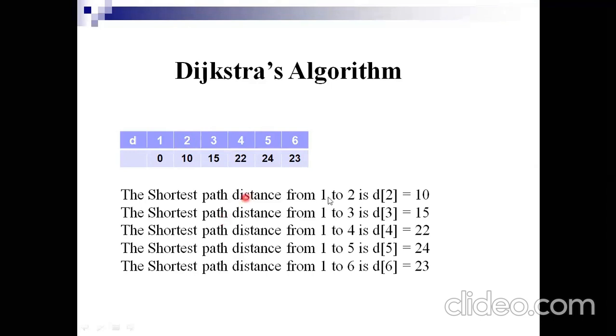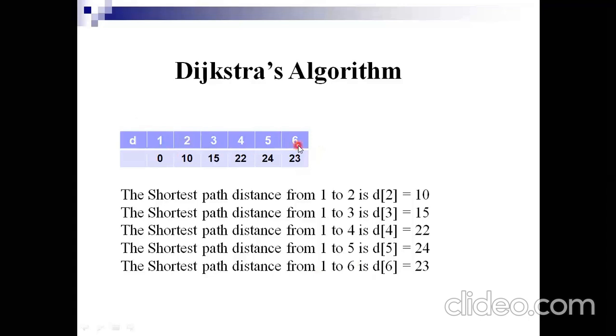The shortest path distance from 1 to 2 is D2, which is 10. 1 to 3, the distance is 15. 1 to 4, the distance is 22. 1 to 5, the distance is 24. And 1 to 6, the distance is 23, which is the same as I told you in the earlier slide with respect to the example. Same values you will get. So the shortest path distance from source to all other vertices will be stored in your final D array. You have to extract it. So you must know the D array gives the shortest path distance from source to all other vertices.